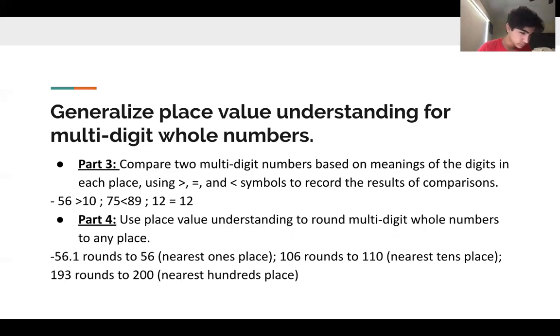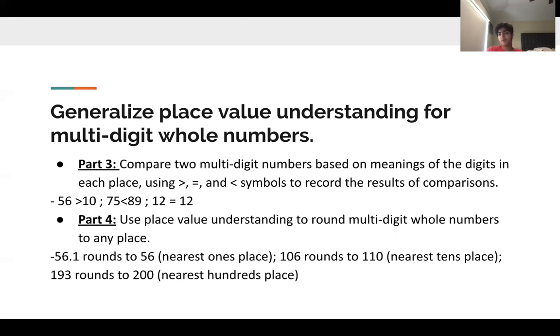Well, let's look at some examples here. We have 56.1, and we want to round it to the nearest ones place. That's pretty simple. You're just going to round it down to 56, because 56 is the nearest ones place this number would round to. Now, if we have 106, and I want you to round that to the nearest tens place, that's either going to be 100 or 110. Since it's 5 and above, you round up. So 106 rounds to 110.